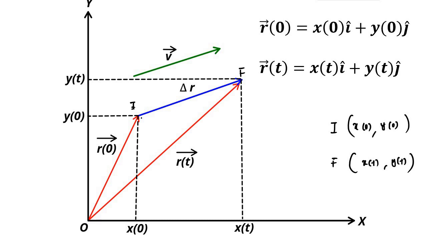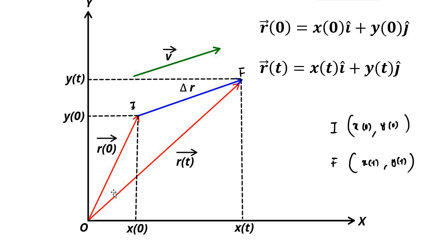So we can write it in vector form, the initial point position vector r0 as x0 i cap plus y0 j cap. Similarly, rt we can write as xt i cap plus yt j cap. Again, please pay attention to this green vector, which is the average velocity vector, which is parallel to the displacement vector. We have discussed it in the previous video. The average velocity vector will always be in the same direction, that is parallel to the displacement vector.